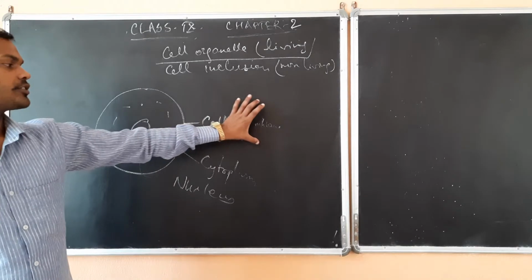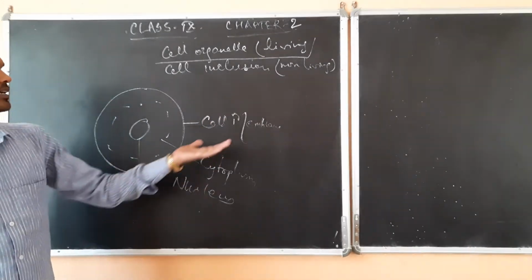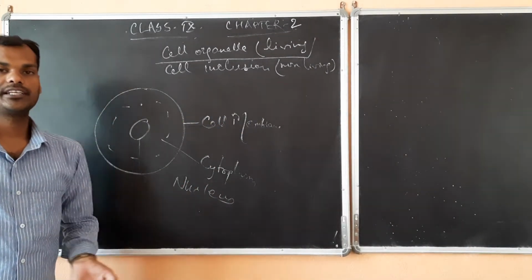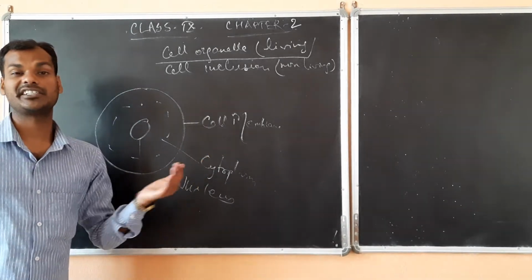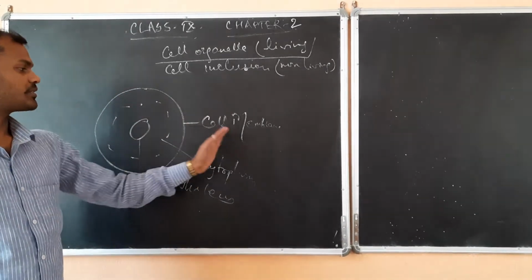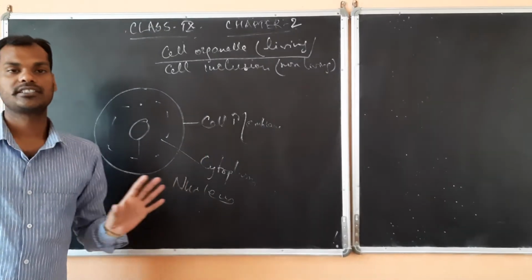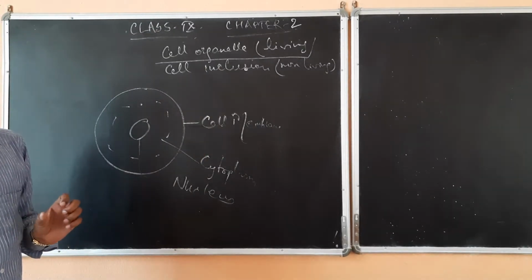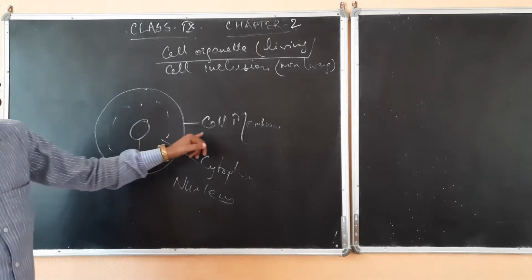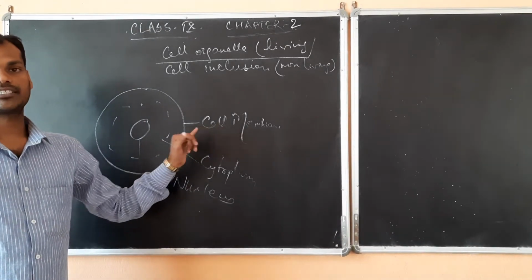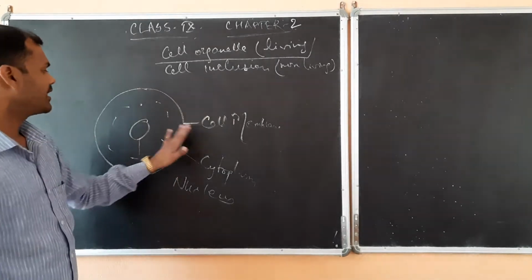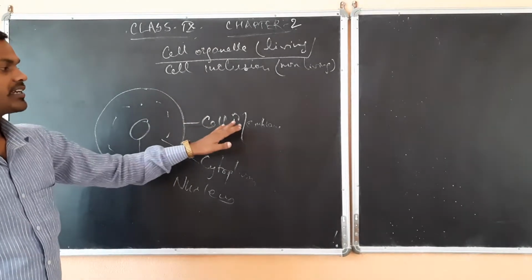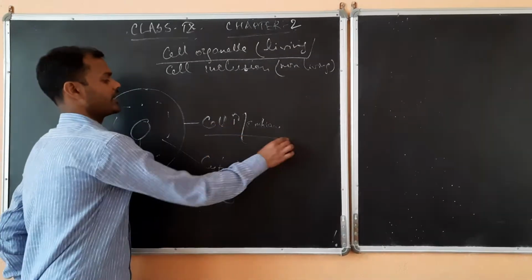Outward of the cell membrane, there will be a cell wall, and the cell wall is totally permeable. Permeable means it can let anything in and out. Any substance can go in and out through the cell wall. That is also called highly permeable. But the cell membrane is selectively permeable. Only those substances which are required inside the cell will come inside through the cell membrane.